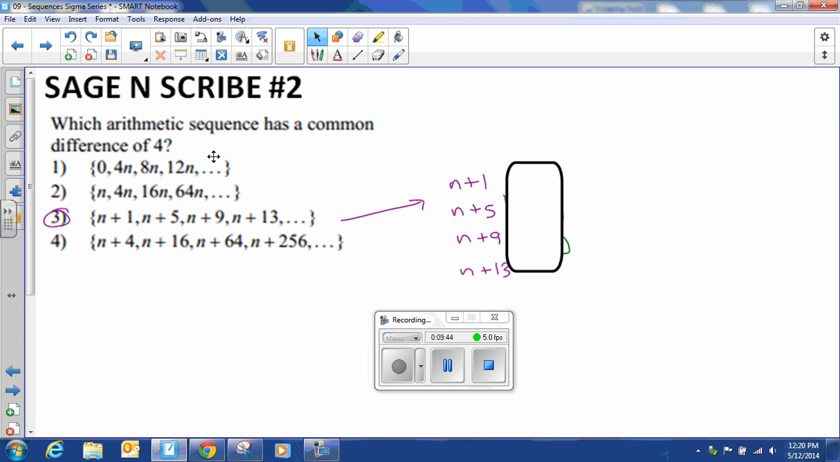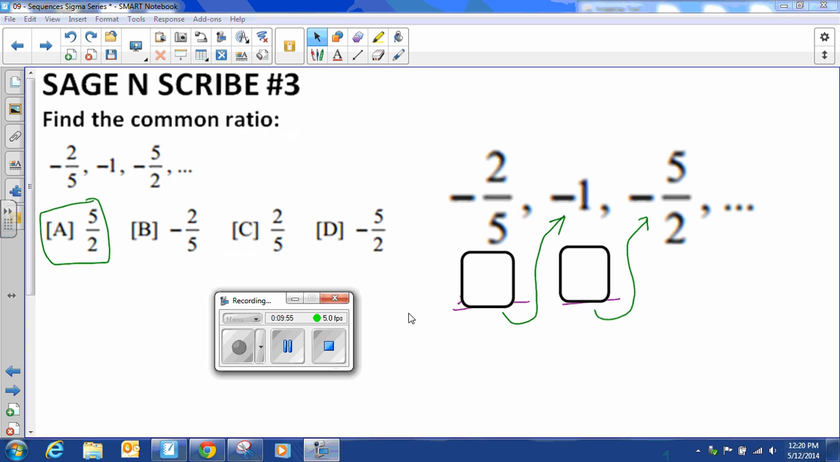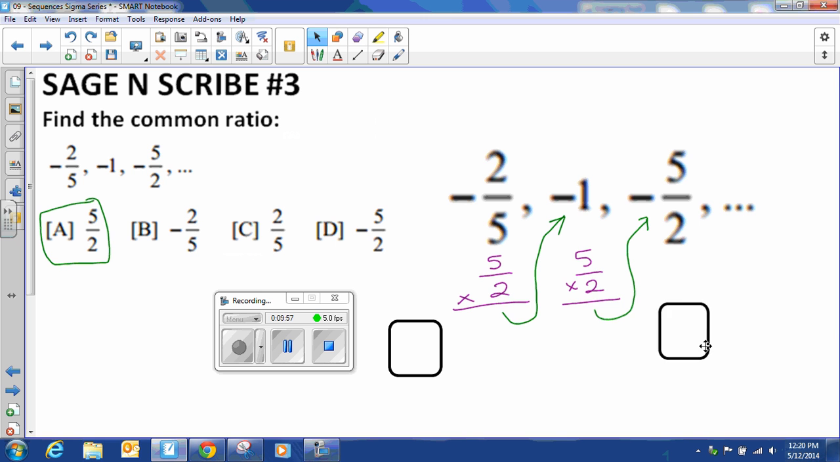Which arithmetic sequence has a common difference of 4? As you can see, the answer is 3. We're just adding 4 each time to get to the next term. Find the common ratio. As you can see, we are multiplying by 5/2 each time to get the next term.